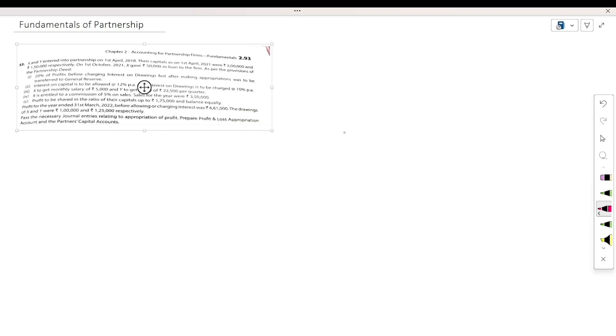X and Y entered into a partnership on 1st April 2018. Here are two partners. First one is X and second one is Y. On 1st April 2021, their capitals were 2 lakh and 1,50,000. This is their capital value: Rupees 2 lakh and 1,50,000.